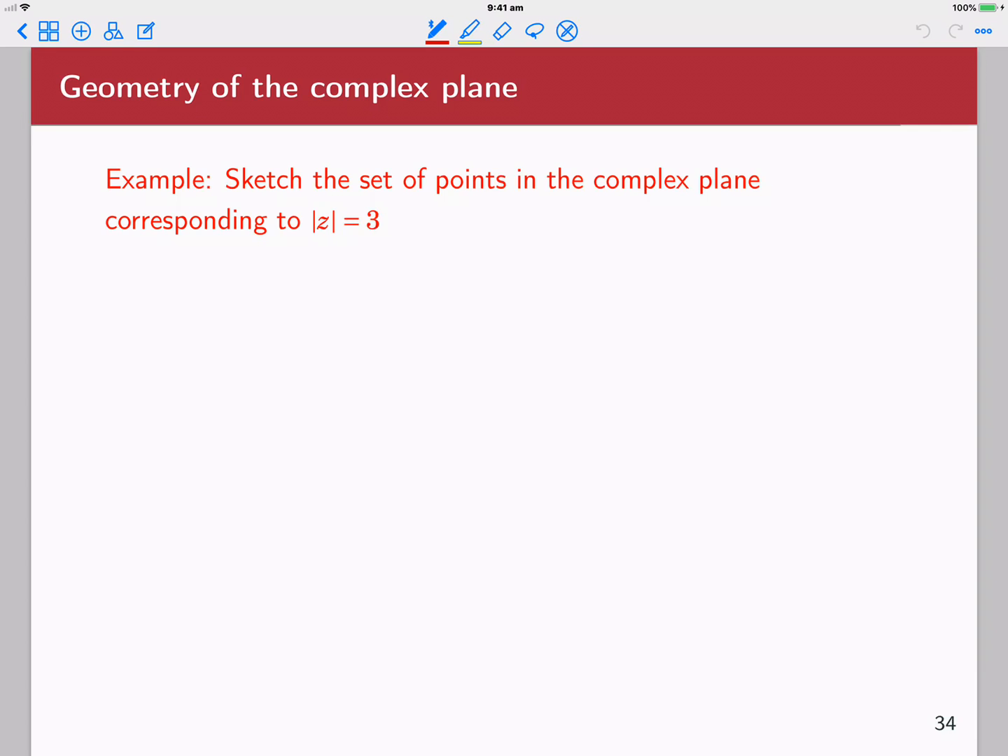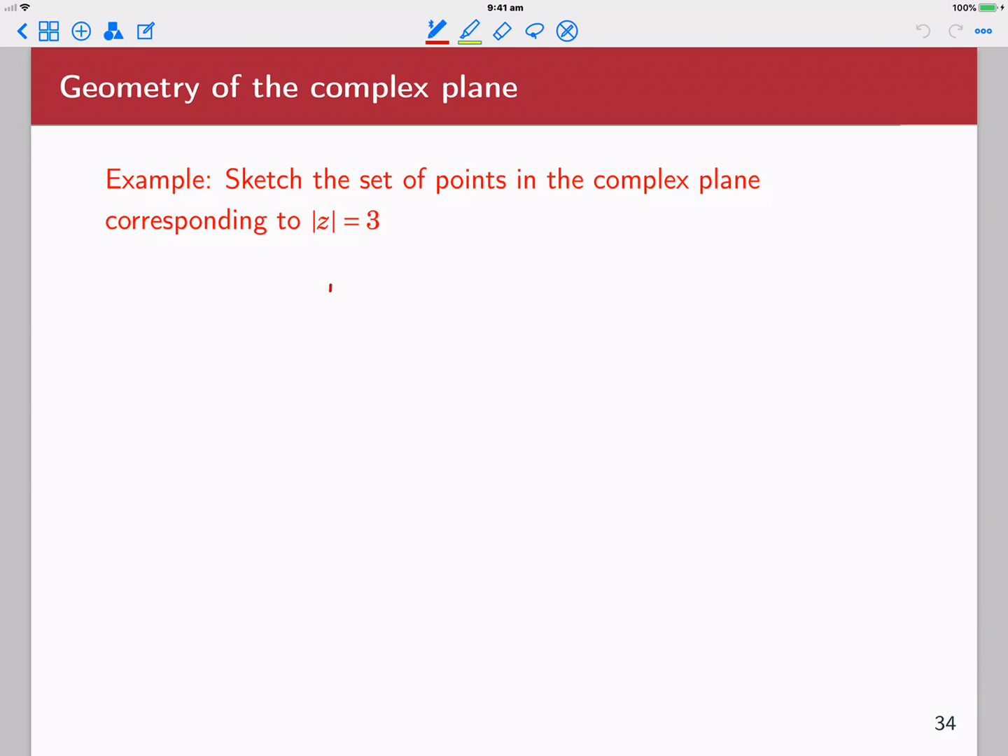It says, sketch the set of points in the complex plane corresponding to a modulus of z equals 3. So you want to draw all the points in the complex plane that have a modulus of 3. So remember, modulus means distance from the origin. So if your distance from the origin is equal to 3, then it means you lie on the circle of radius 3. That's really all that it is.